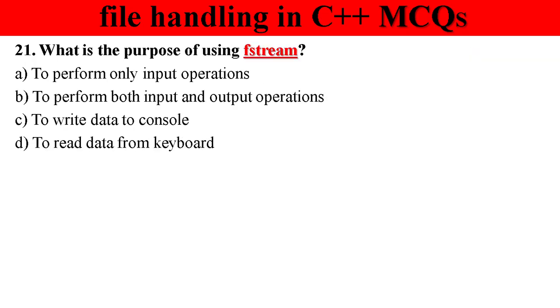Question number 21. What is the purpose of using fstream? A. To perform only input operation. B. To perform both input and output operation. C. To write data to console. D. To read data from a keyboard. The purpose of fstream is to perform both input and output operations.